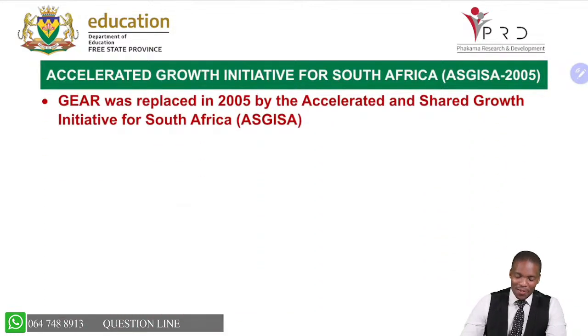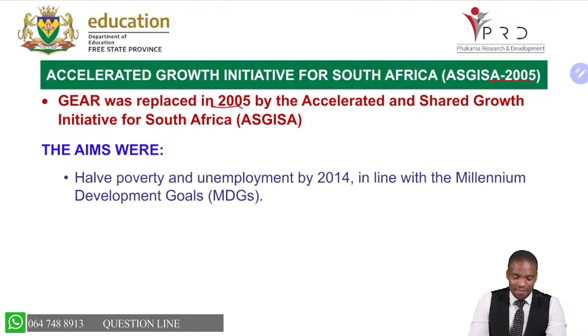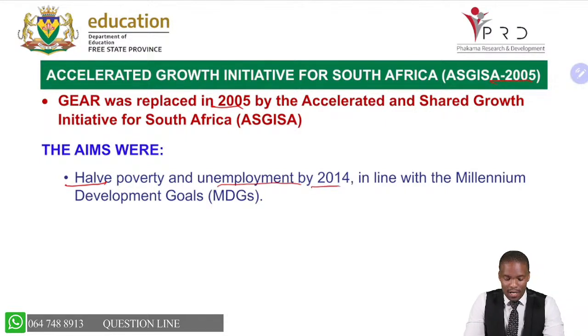ASGISA, or you could say it's the Accelerated and Shared Growth Initiative for South Africa. This one was established in 2005. It was there to replace GEAR, and the aims were as follows. It was saying: halve poverty and unemployment by 2014.